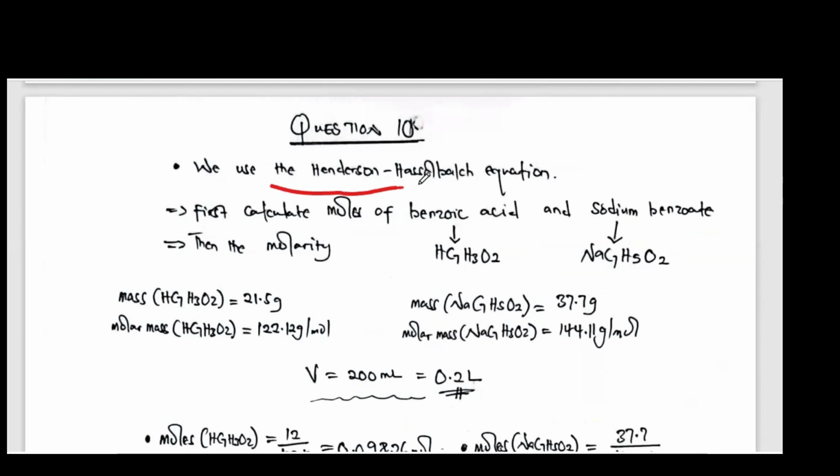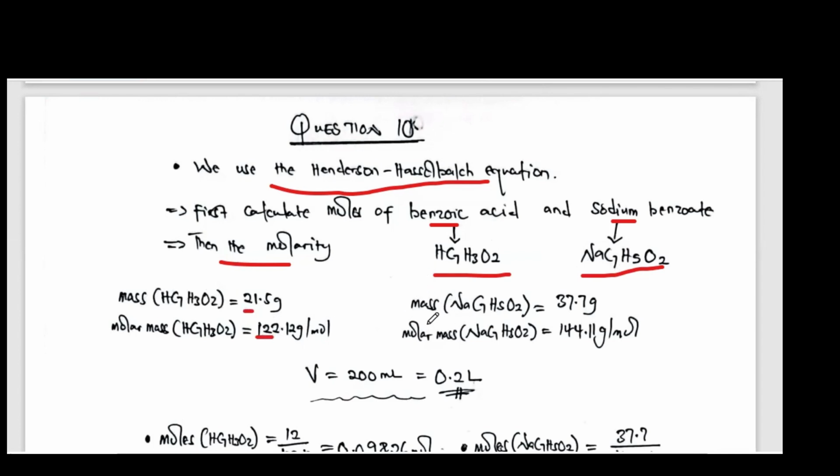So here we use the Henderson-Hasselbalch equation. And then I was saying first calculate the moles of benzoic acid and sodium benzoate, and then calculate the molarity. Okay, so benzoic acid has that formula. You need to know this formula. And then sodium benzoate has that formula, because sometimes they just bring the names. Okay, so it's up to you to know the formula.